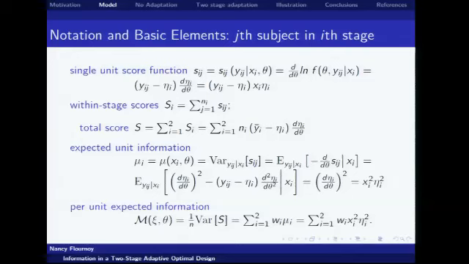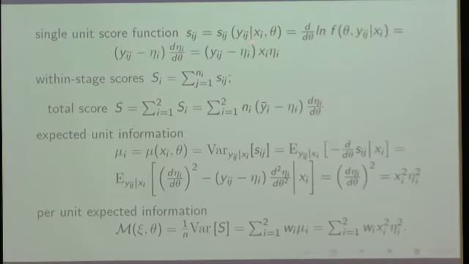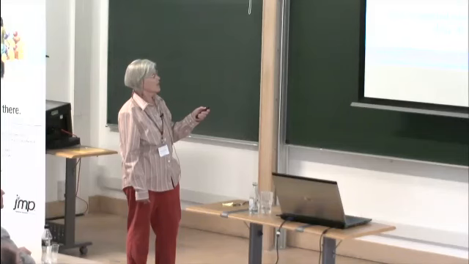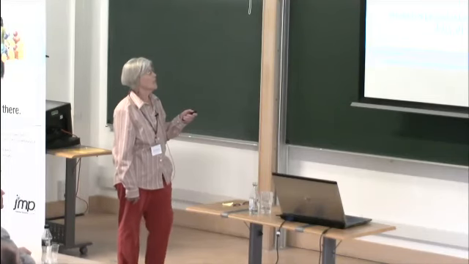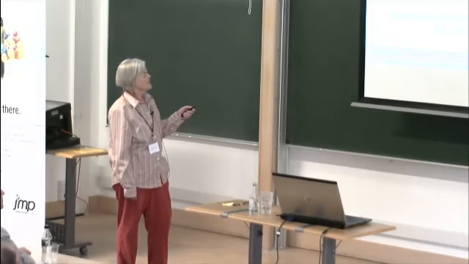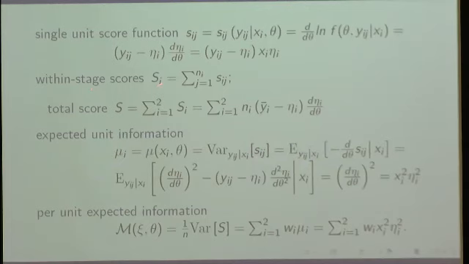Okay, so this is what I mean by a lot of mathematics here, but bear with me. We have the single unit score function, S_ij, j subject, ith stage. And I emphasize that it depends on your responses, given the treatment. It's the derivative of the log of the density. This is the general form for the normal model that I wrote down, and this is the specific form once we've assumed an exponential response mean. So within stages, we need to sum these up to get a stage-specific score, and then we need a total score, which is the sum over the stages.